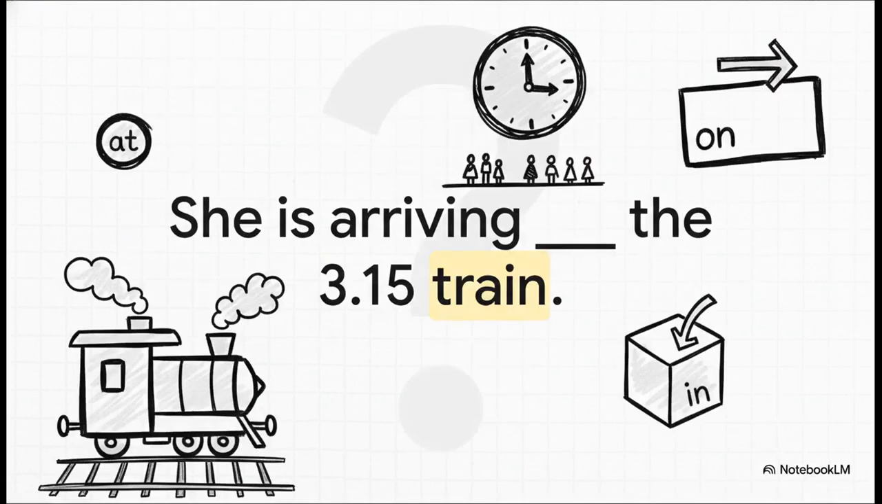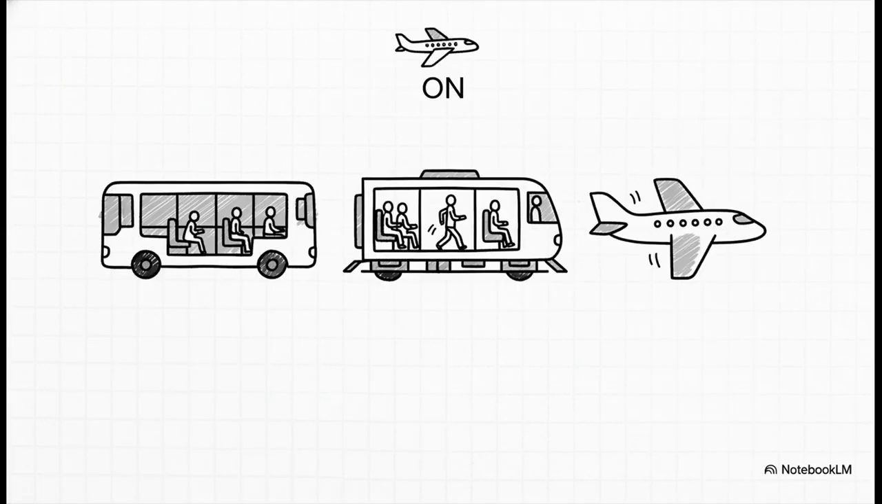You ready? So what do you think for this first one? She is arriving, blank, the 3:15 train. Is it at, on, or in? It's on. This is such a great little rule to remember. For public transport like buses, trains, and planes, places where you can walk around, we use on. Think of it like you're a passenger on a vessel.